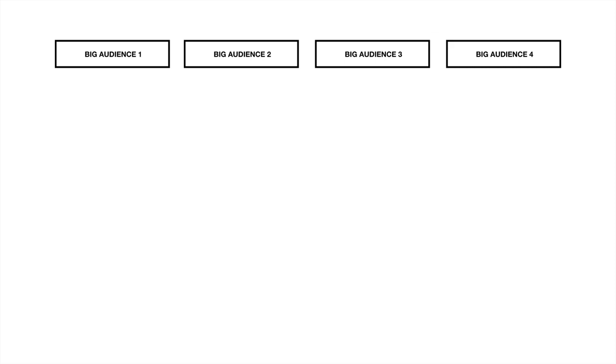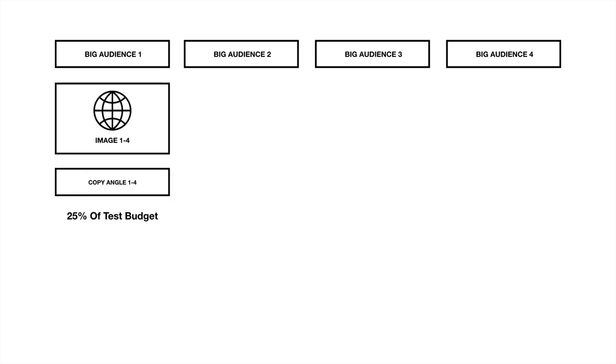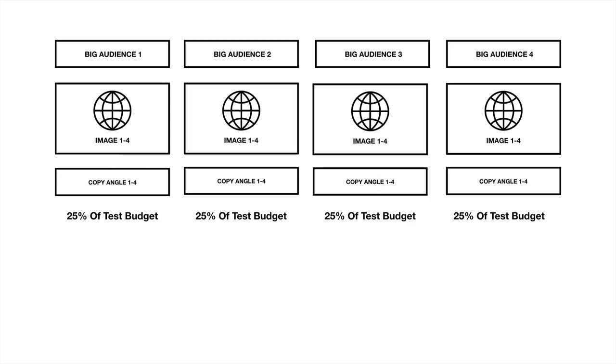Now, instead of showing those people just one ad, we show them ads with different images and different copy angles. And instead of spending all of our test budget on just one ad to one audience, we break it up. So let me give you an example. Let's say we chose Brendon Burchard followers as one audience we wanted to test, right?